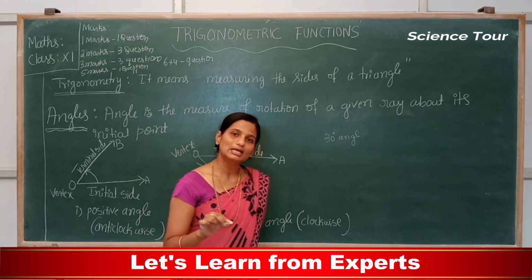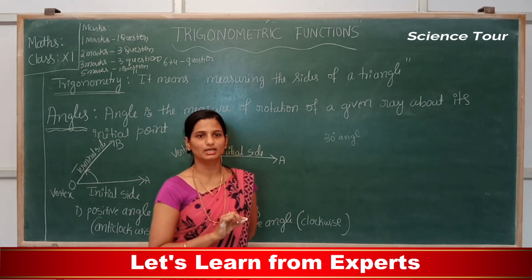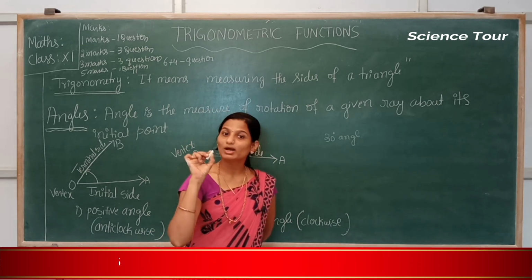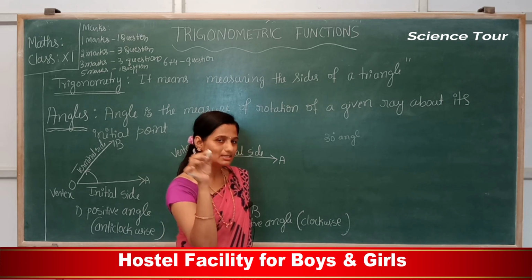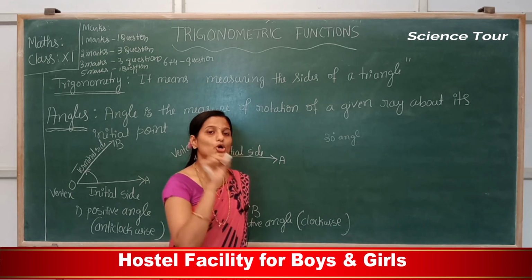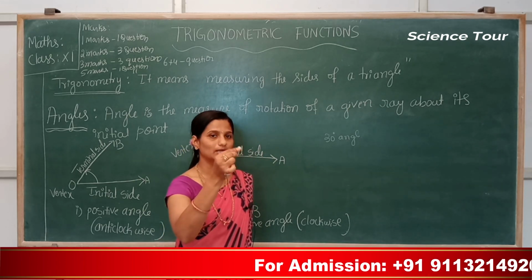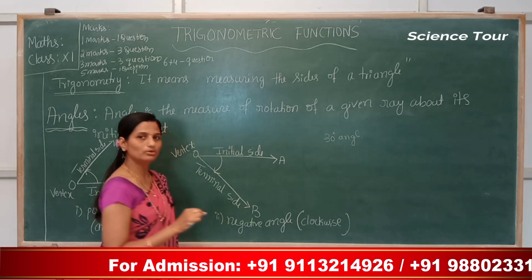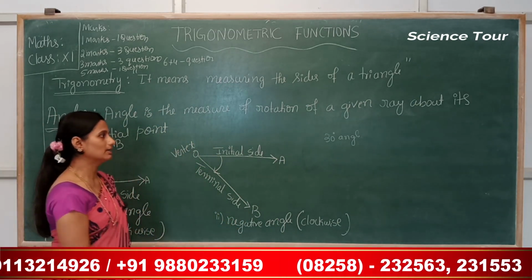What is the total angle of a triangle? It is 180 degrees. What is the total angle of a quadrilateral? It is 360 degrees. The 360 degrees is the total angle of the quadrilateral, and 180 degrees is the total angle of a triangle.